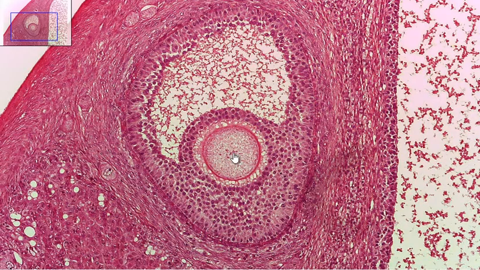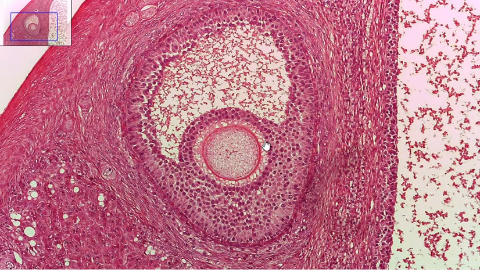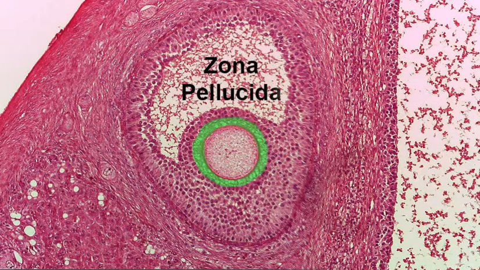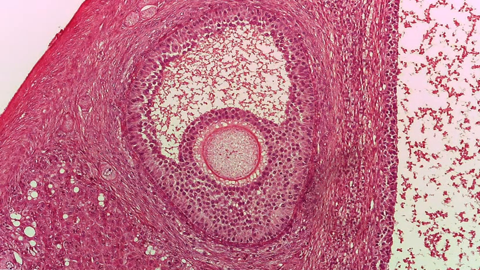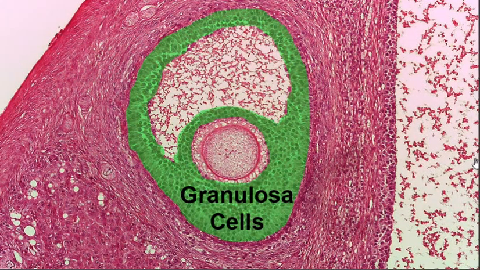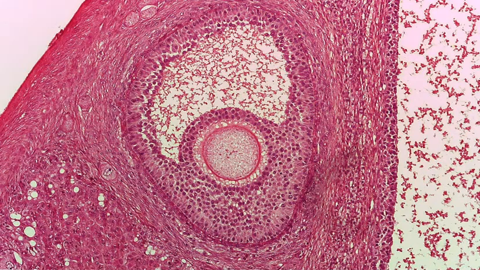So if we start at the very center, this structure right here is going to be your oocyte, the genetic material. Surrounding it, this single layer, right, this thin layer, that is the zona pellucida. All this tissue is going to be your granulosa cells. And then the very outside edge here, that edge is going to be your theca folliculi.